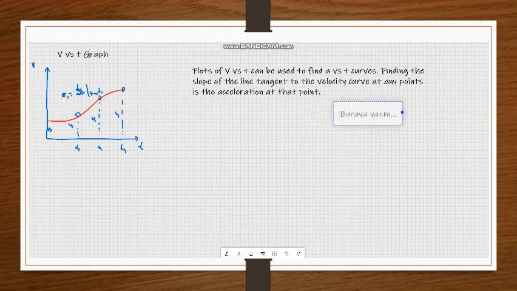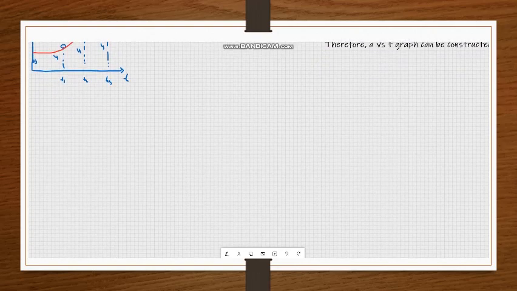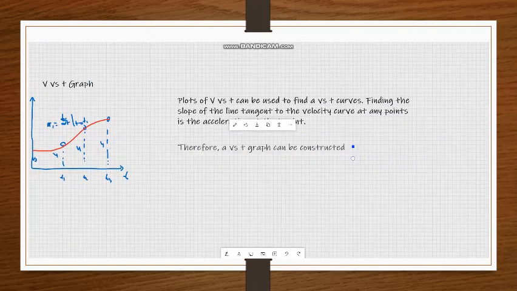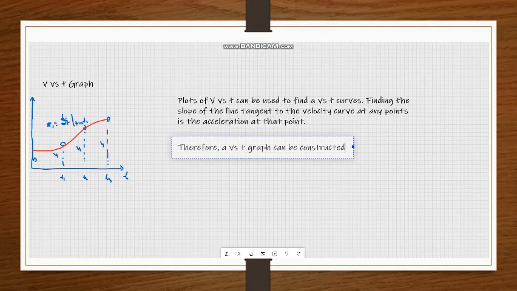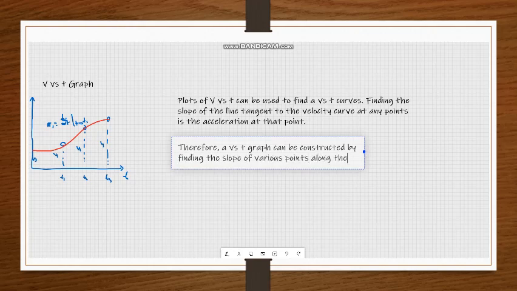And continue, therefore the A versus T graph can be constructed by finding the slope of various points along the velocity versus time graph. Okay.